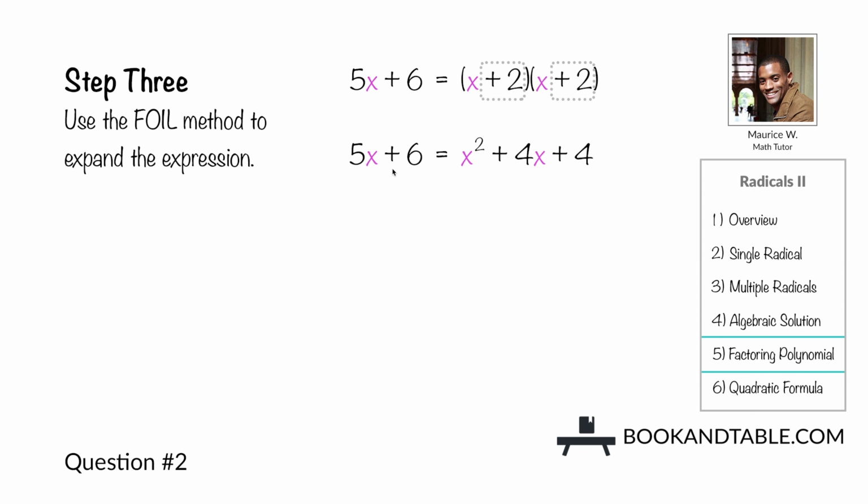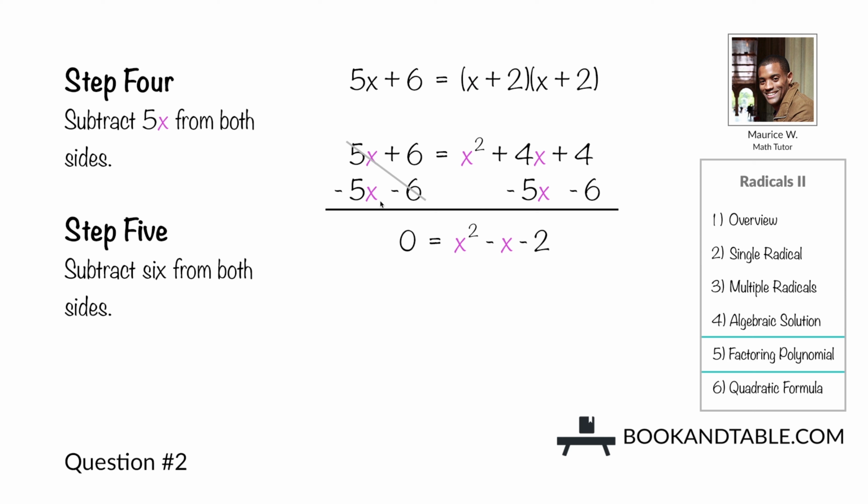So now we want to get 0 on one side of the equation. So step 4, subtract 5x from both sides. And step 5, subtract 6 from both sides. 5x minus 5x is 0. 6 minus 6 is 0. So that is how we get our desired 0 on one side.